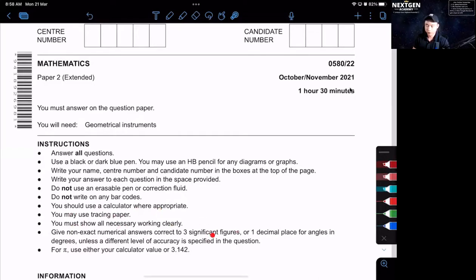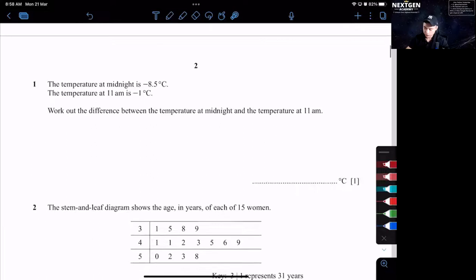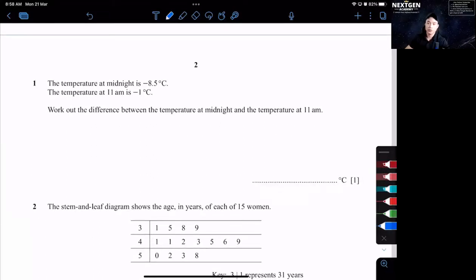Give answers to 3 significant figures, and 1 decimal place for angles, or whatever degree of accuracy is specified in the question. For pi, use either your calculator value or 3.142. And this paper is 70 marks. All right, so let's get straight into it so that we don't waste anyone's time. Okay, so shake it up and let's get ready.